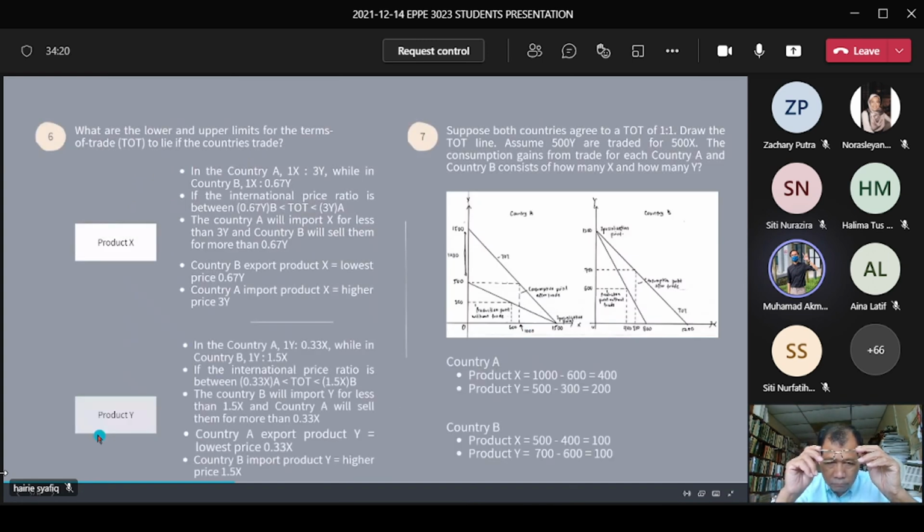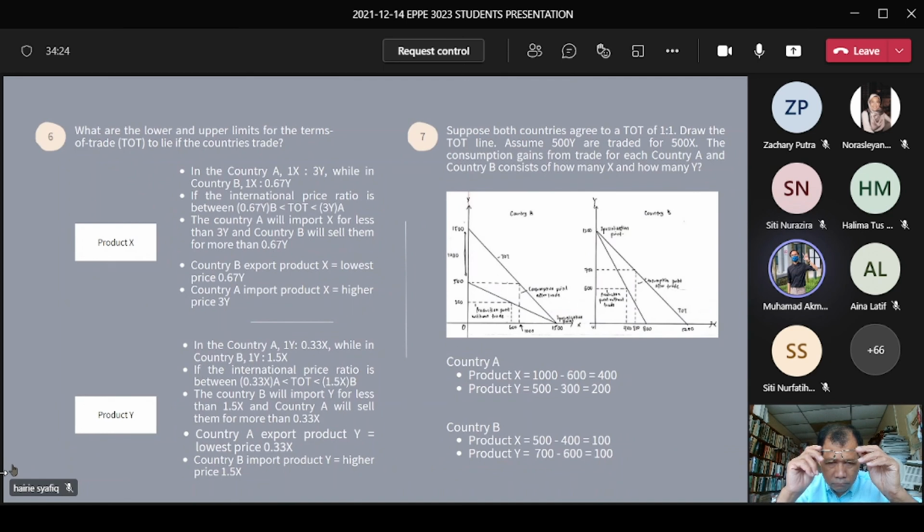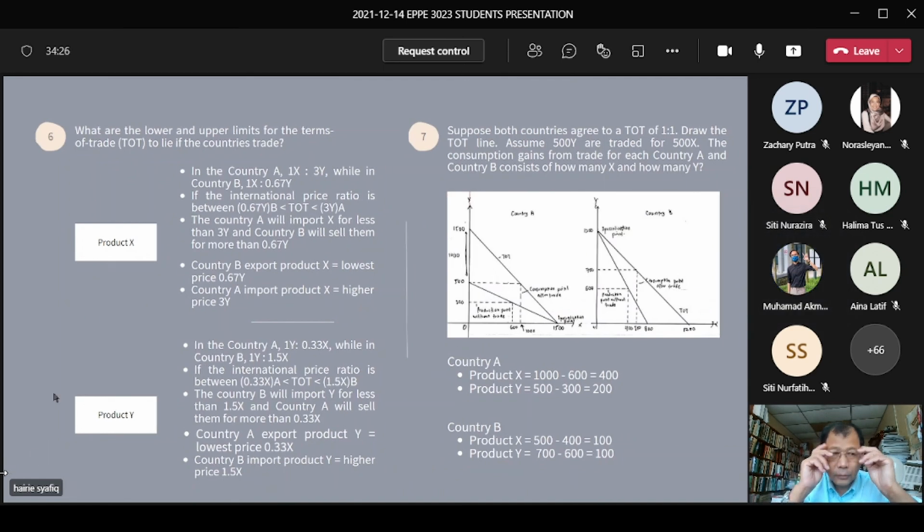Okay, so for the next question, I will pass it to Hairi. Okay, hello. This is which question now? Which question is B? B. Okay, yes, first part, B.